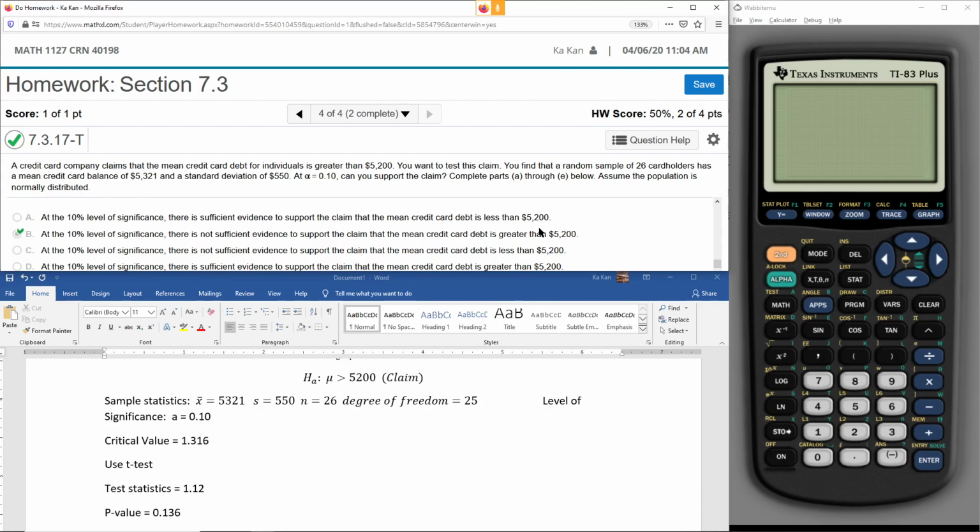So it's the same thing as the last session. It's just using t instead of z. And how do we know? The sample size is less than 30, and also we do not know the population standard deviation.